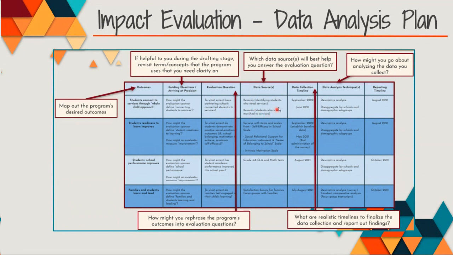So the data sources should be outlined here, which clearly describe how you would go about answering the evaluation question. So if the evaluation question is, to what extent have partnering schools connected students to services, records would be the data source that help you answer that question. And then as you move over here to the final 3 columns, you're seeing things related to the data collection timeline, the data analysis technique, and the reporting timeline.